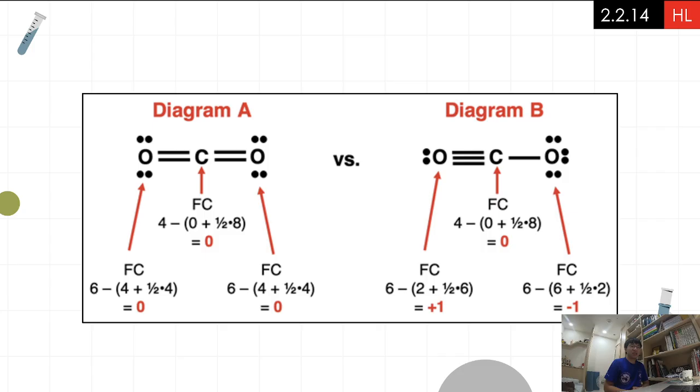Good. But what happens in diagram B? The oxygen with the triple bond, 6 minus 3 minus 2, that's only 1. And the one with a single bond is going to be 6 minus 1, that's negative 1. And that doesn't adhere to goal 1. So why choose the Lewis structure, you can also call it Lewis formula, with not having a good formal charge when you could choose one that's good? So diagram A is going to be the preferred Lewis structure of carbon dioxide.